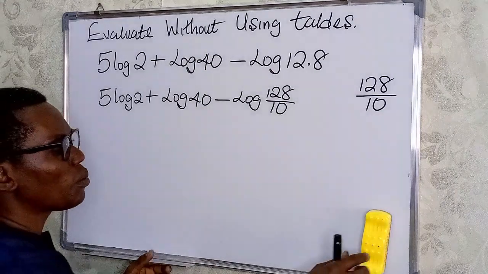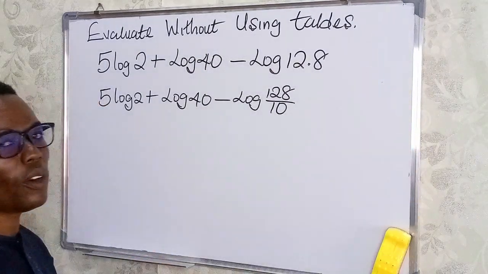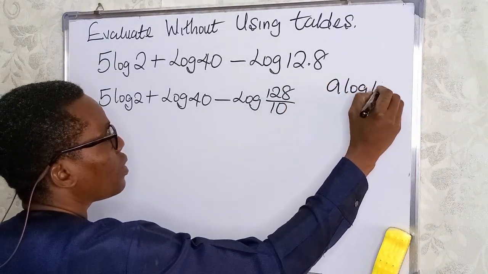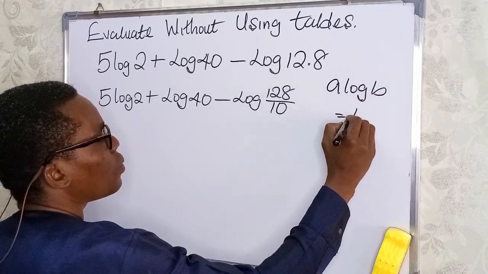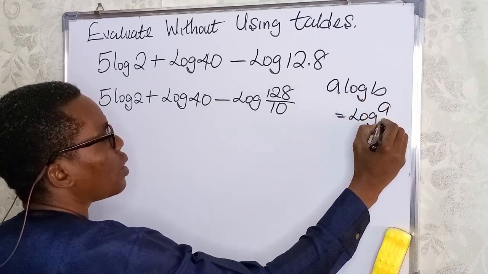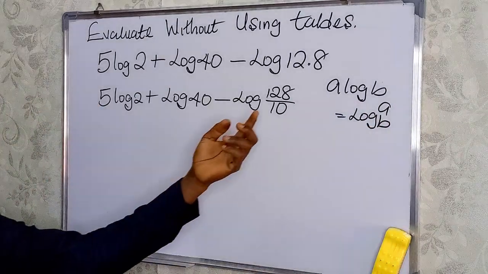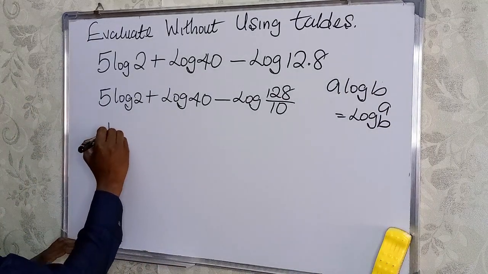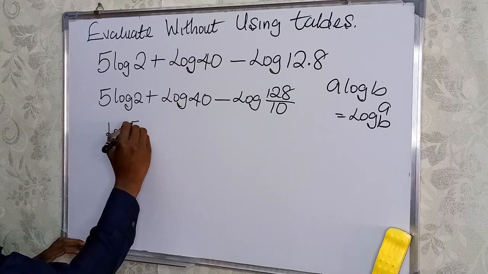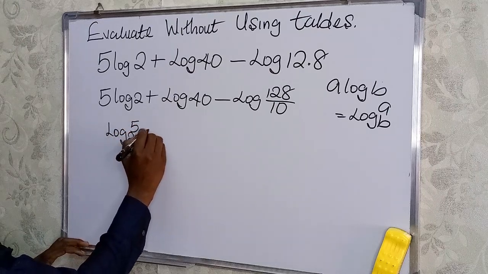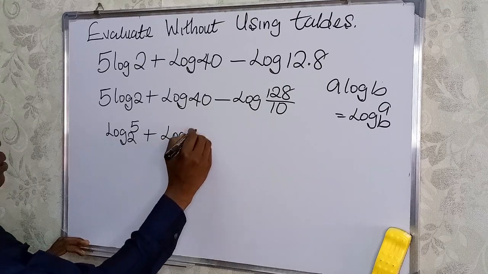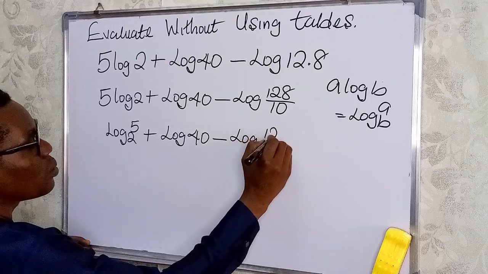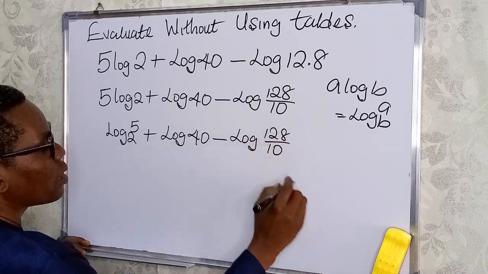Now, with the principles of logarithm, you can easily simplify all this. You recall the law of logarithm that if you have a log b, this can be equal to the log of b base a, because the multiplicand becomes the power. So if we apply it here, this becomes log of 2 to the power 5, plus log of 40 minus the log of 128 divided by 10. Great.